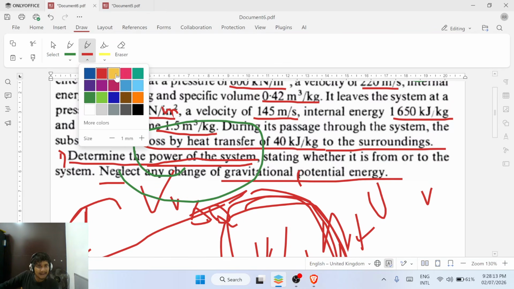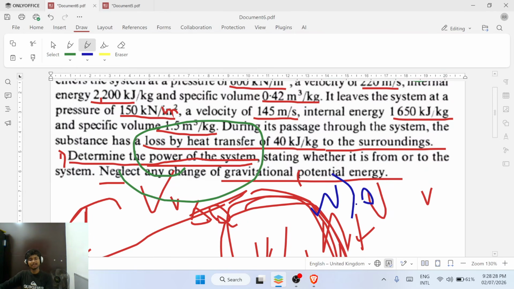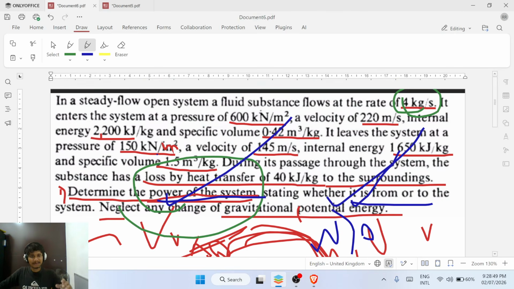Now what are they asking? They are asking, stating whether it is from the system or to the system. What is power output? We already discussed that W is greater than 0. Therefore, it is from the system. That is the power output. We already mentioned the output power of the system. Therefore, we answered for the power of the system. Again, it is a power output from the system. Now we have found all the answers.